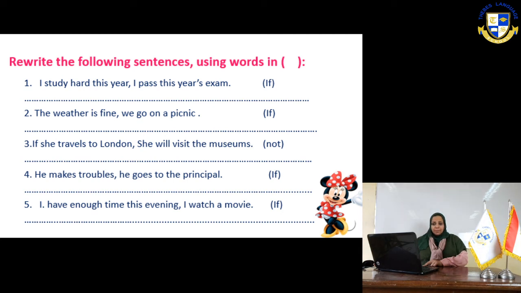Number 5, I have enough time this evening. I watch a movie. Now, where is the result and where is the main clause? The main clause is having time. The result, watching a movie. Now, the answer will be, if I have enough time this evening, I will watch a movie.